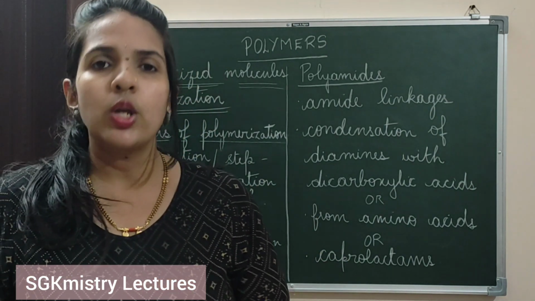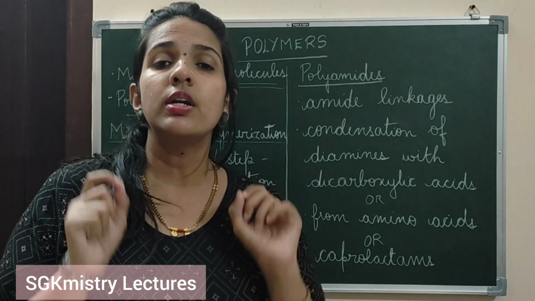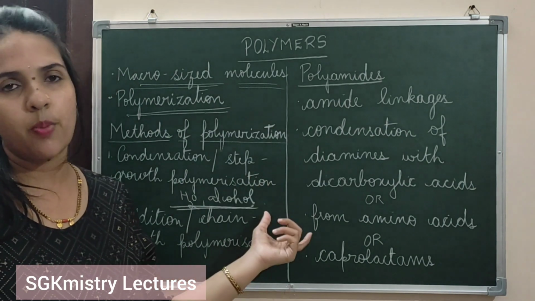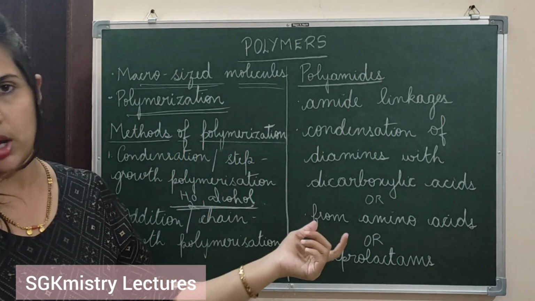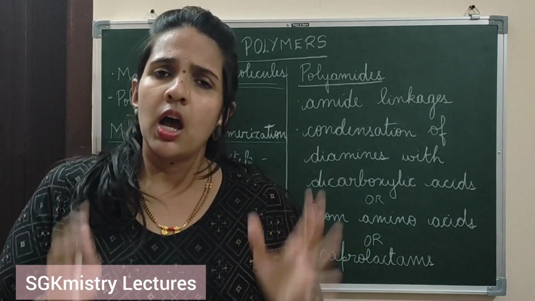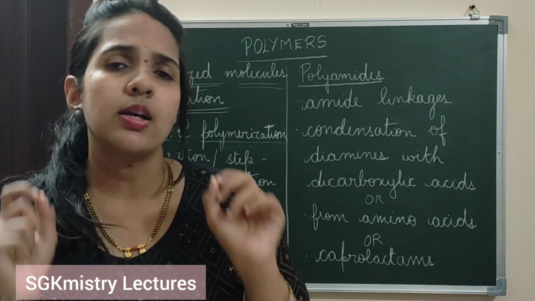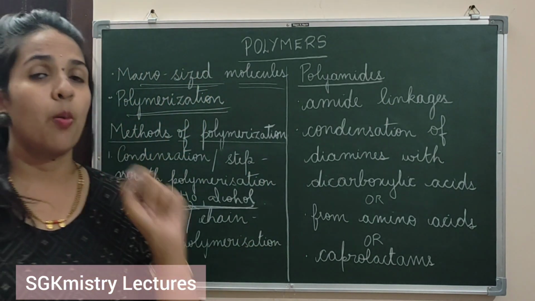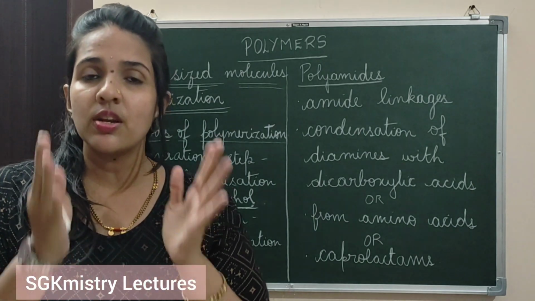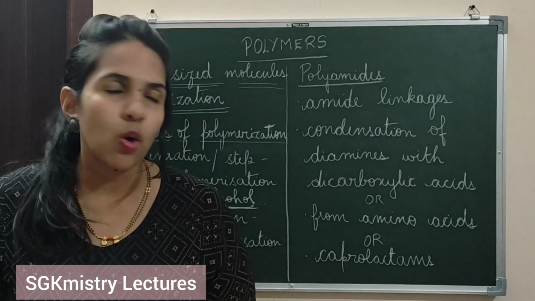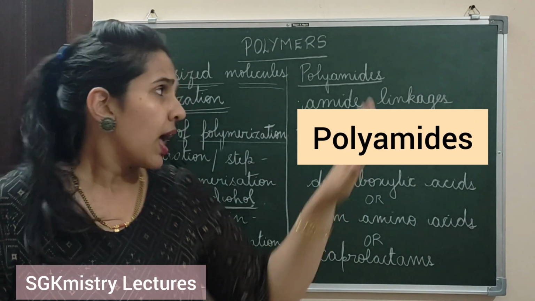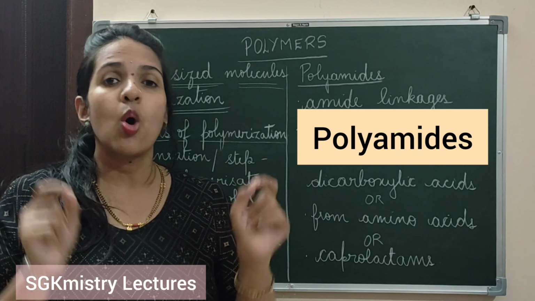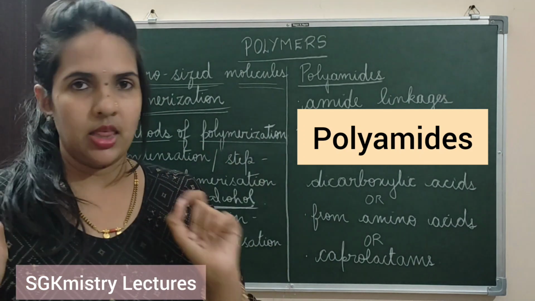Now, in this video, I'll be explaining in detail the different types of polymers that are synthesized by making use of condensation polymerization or step growth polymerization. So the first important class of polymers coming under this category of condensation polymers are polyamides. As the name indicates, polyamides are nothing but the polymers which consist of amide linkages in these molecules.